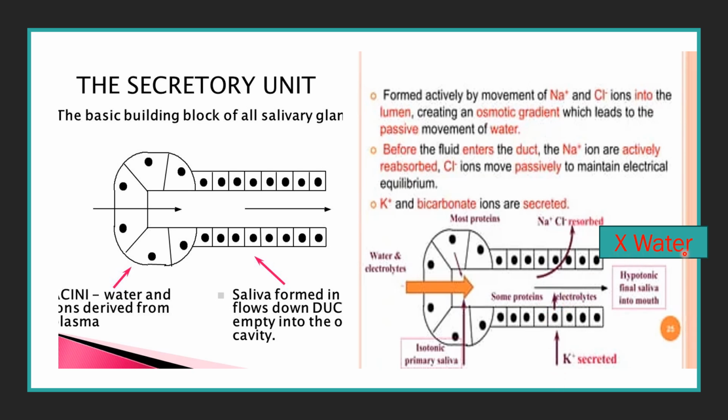As the water content is unchanged but most of the solute is reabsorbed, it is easily understandable that when the saliva is released into the mouth, it is hypotonic in nature because it has less solute and more water. This is the normal phenomenon. Other than that, a certain important factor that affects the composition or modification of saliva is the flow rate of the saliva. That we will discuss in my next slide.